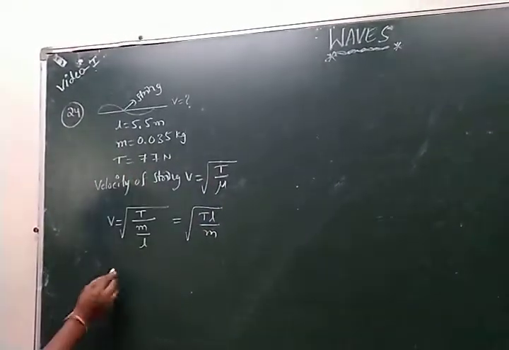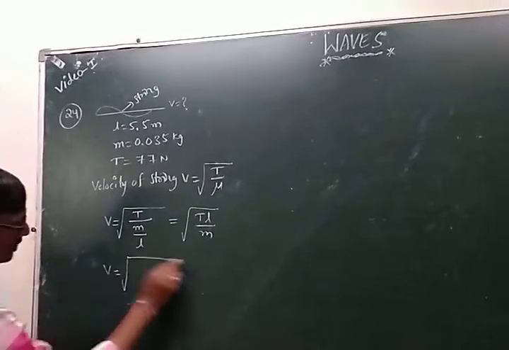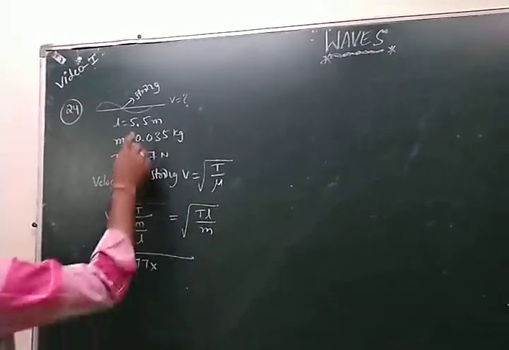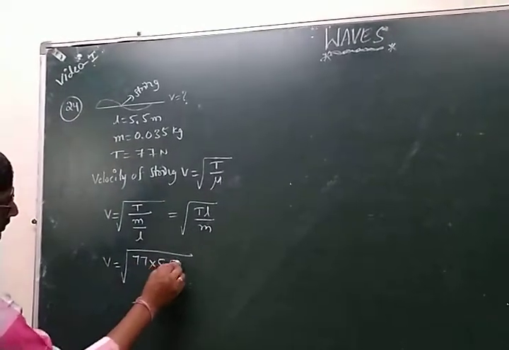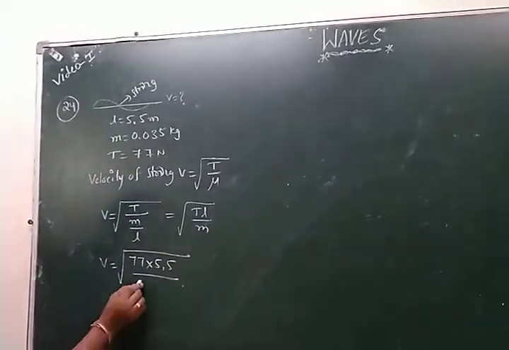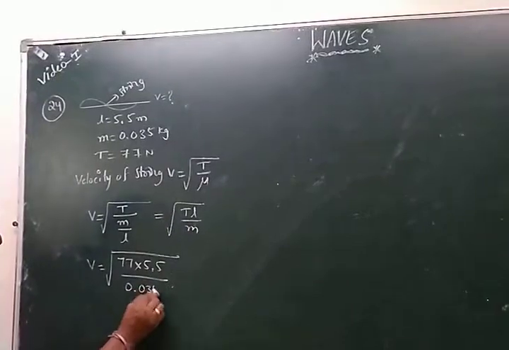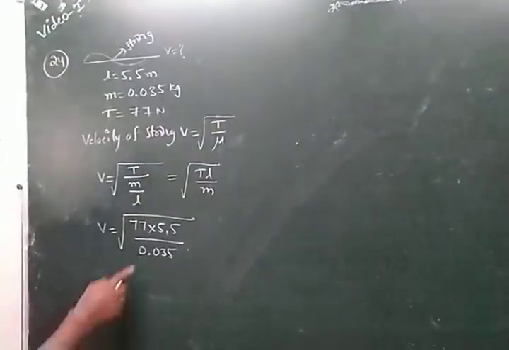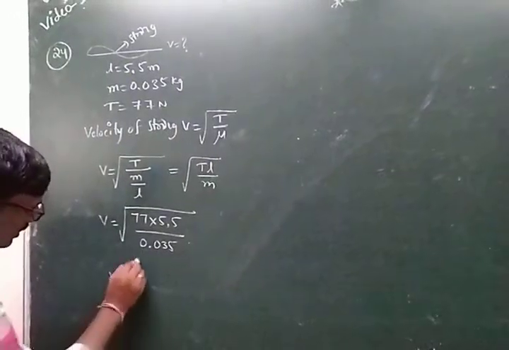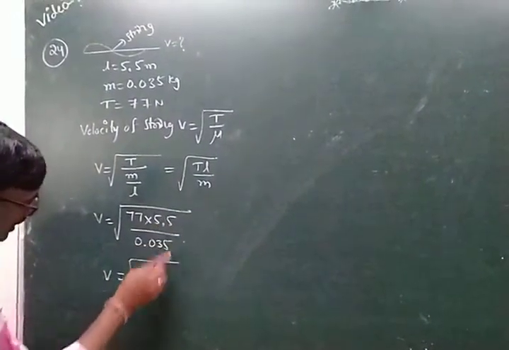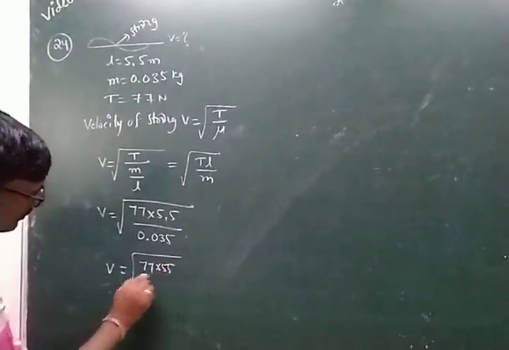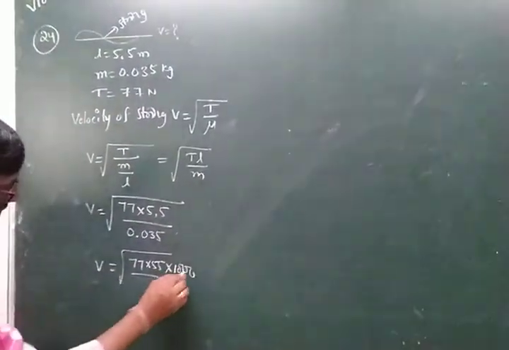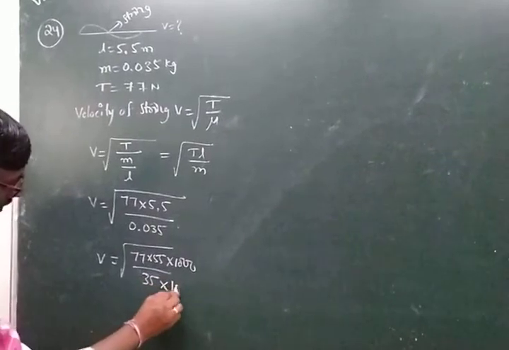Now we can substitute the values. v is equal to under root of tension, how much is here? 77. Length, how much is here? 5.5. And mass, how much is there? 0.035. Then we have the calculation. See here, v is equal to under root of 77 into 5.5, divided by 0.035. The point is negligible, so below we take a 0 and after that 3 zeros, 35 into 10.